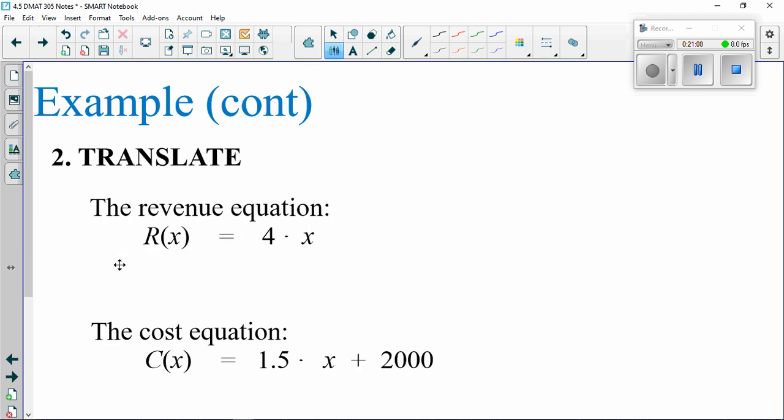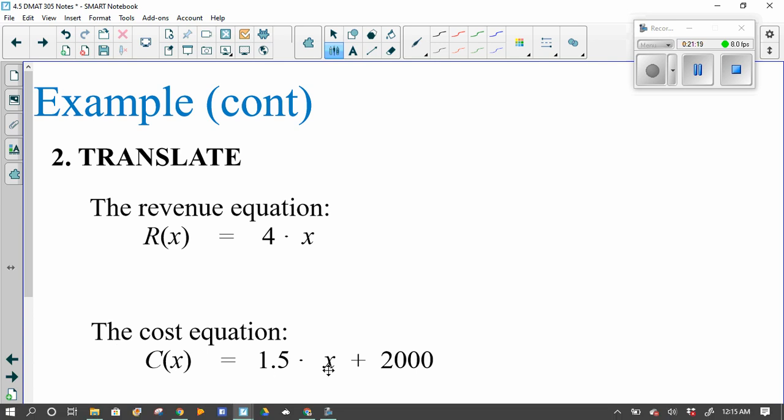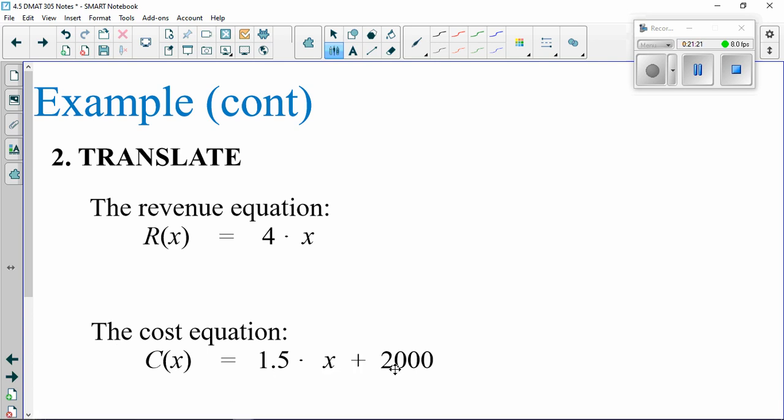So revenue is what you make: $4 for every gift box. The cost is $1.50 for every gift box, plus that $2,000 startup fee. So there are your two equations right there, cost and revenue.